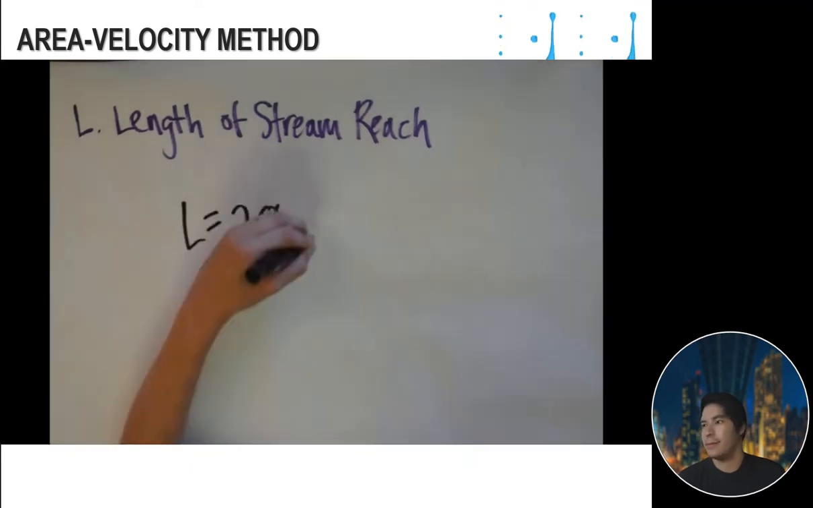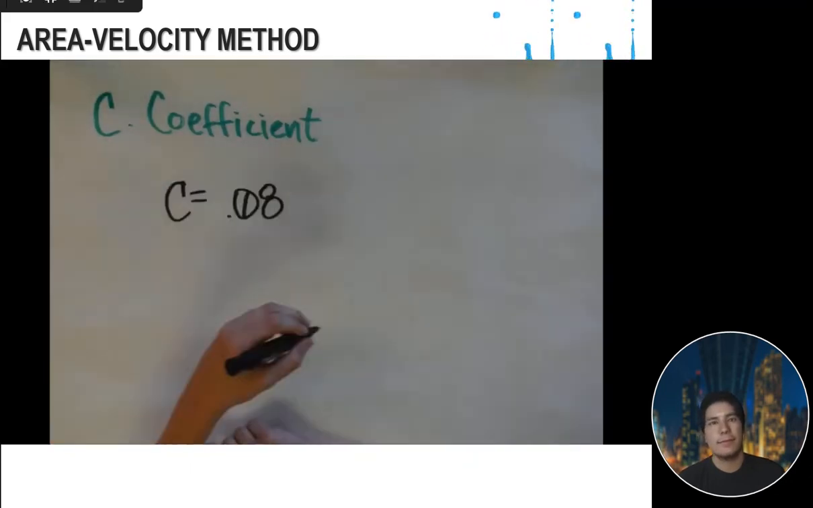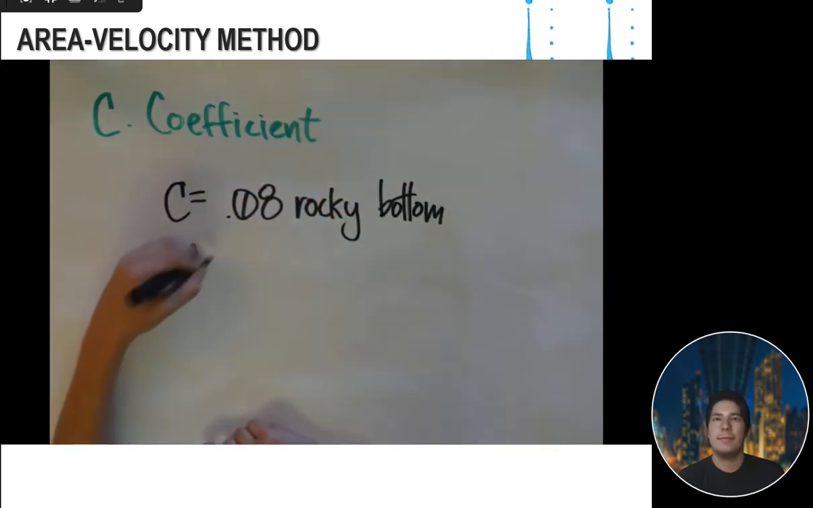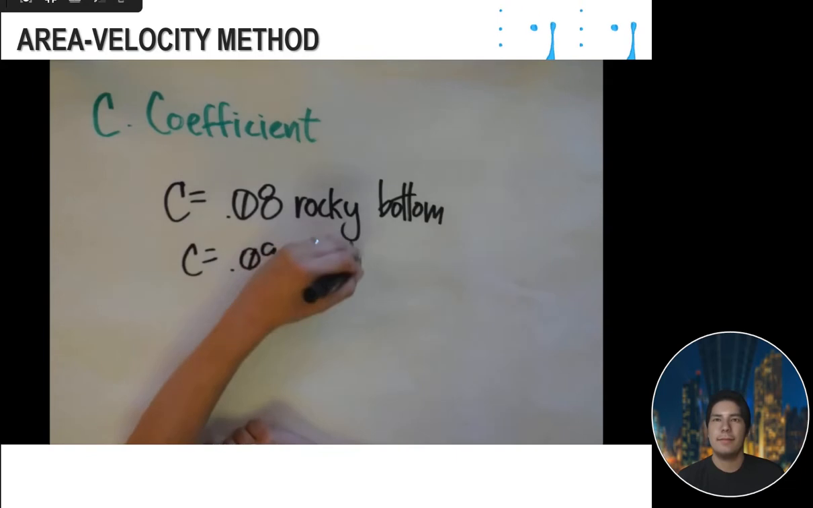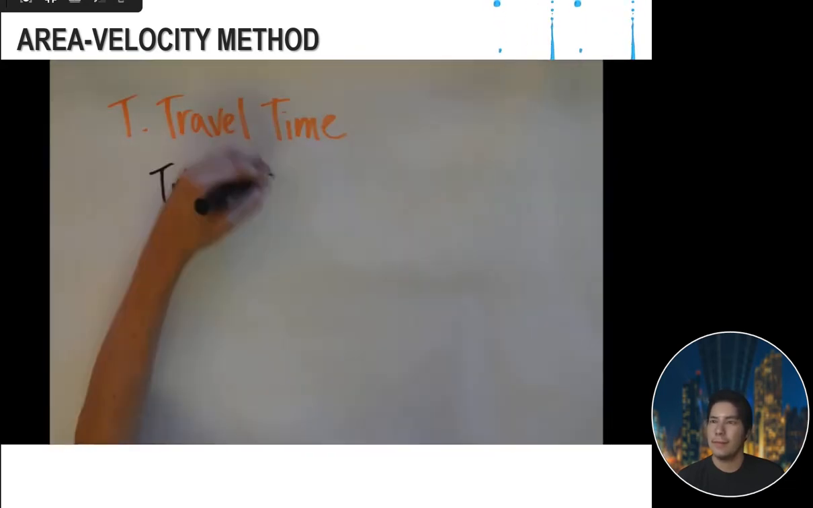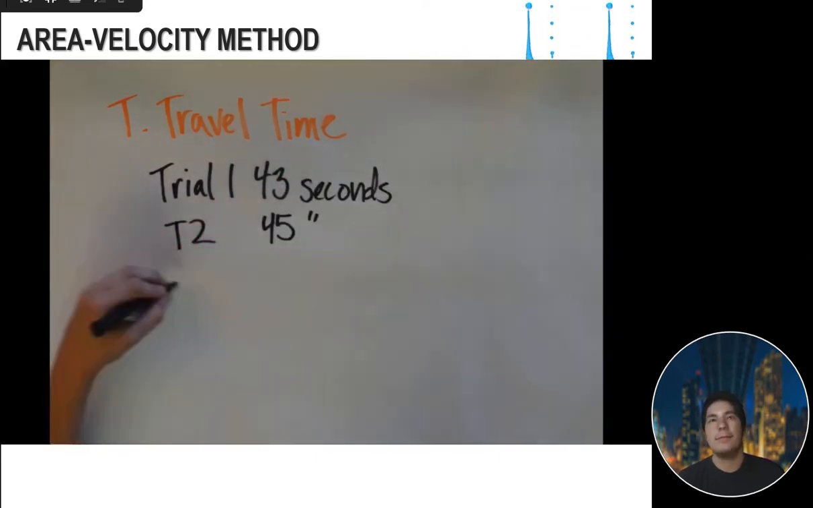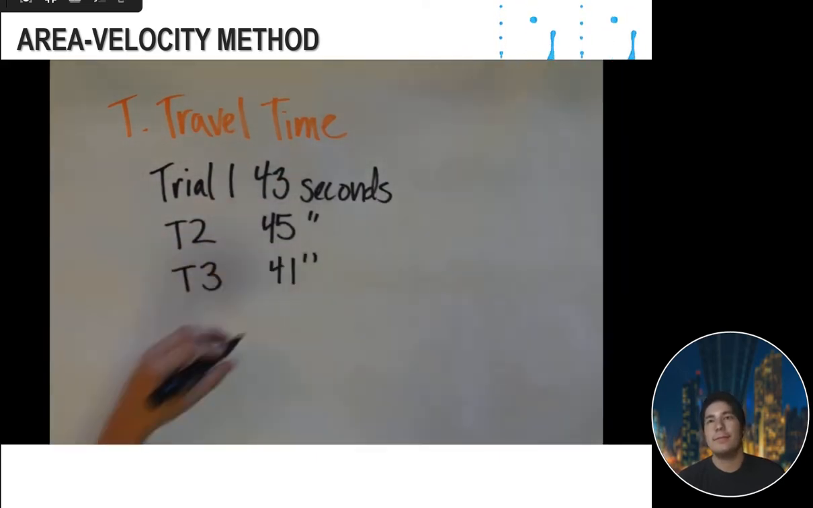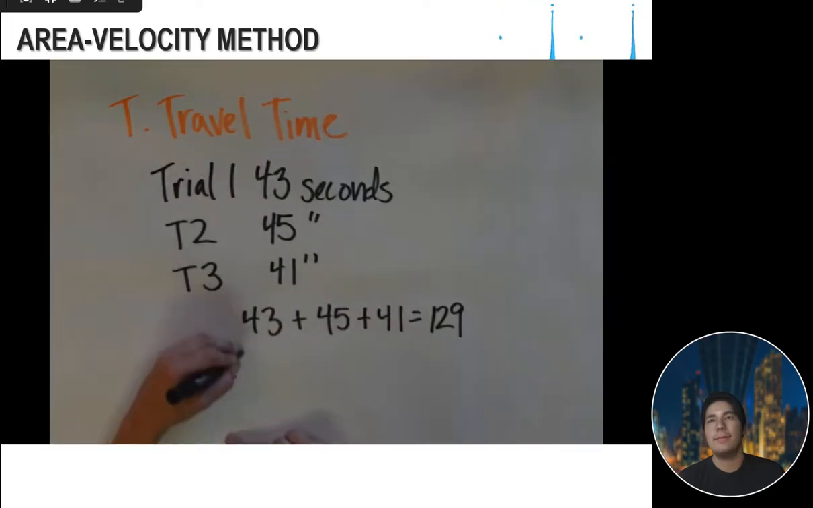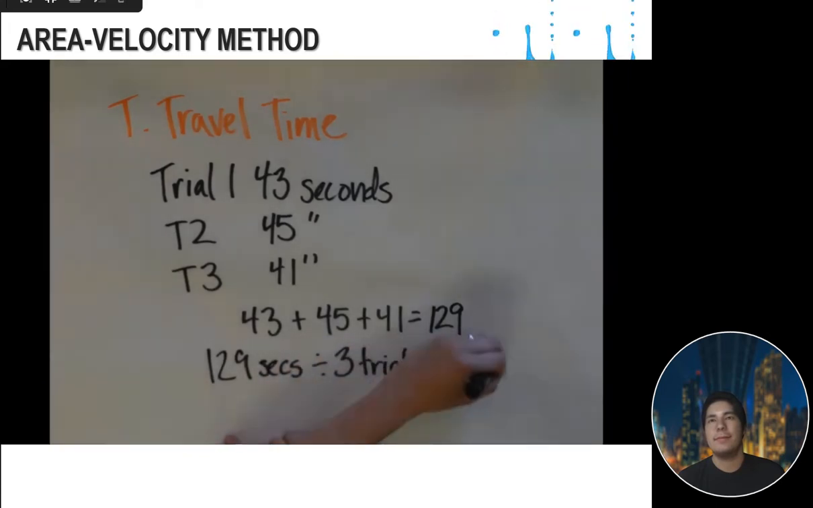Now we're going to calculate L, which is the length of the stream reach. The next part of the equation is determining the coefficient. It'll be 0.08 if your stream has a rocky bottom, and it'll be 0.09 if the stream has a muddy bottom, as per the EPA guidance. Now we're going to determine the average travel time by totaling up all 3 of the timed runs that you did along the stream to determine the average time for all 3. Total them all up, divide it by 3, and you've got your average time, and that figure will be T.